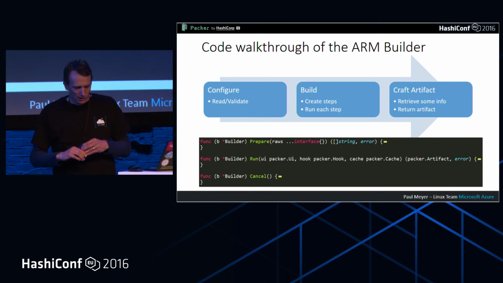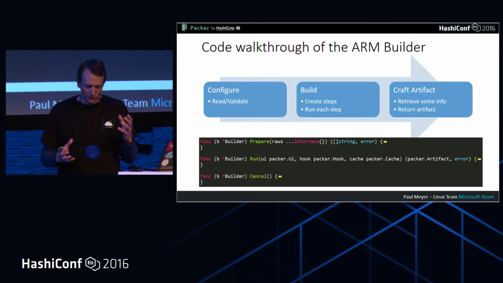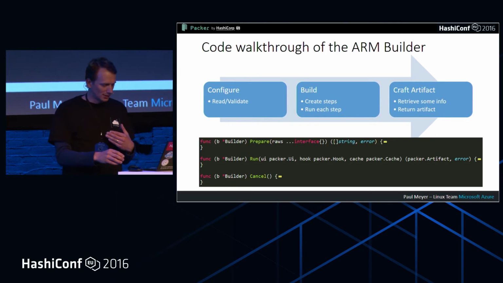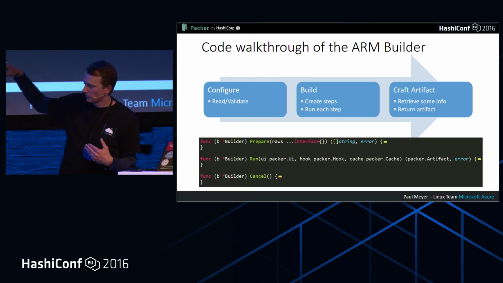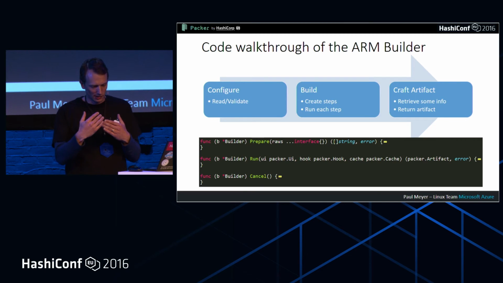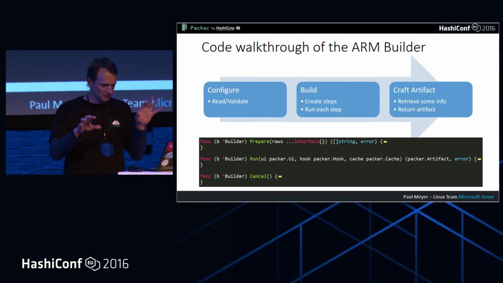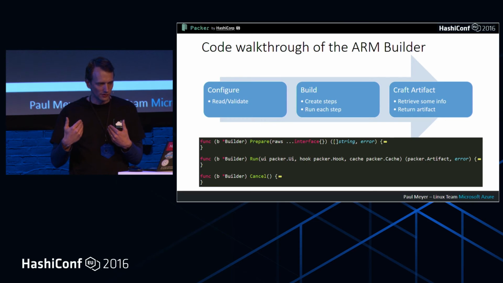So the general outline of a builder is basically there's a prepare method. So at the bottom here, you see basically the methods that are in the interface. So there's a prepare method, which basically gets in all of the configuration values as raw interfaces. And so there are some convenience methods to parse that into some structure that you already have, which describes your configuration. And this is all very standard stuff, and if you look in all the builders in the Packer repository, you will see very similar patterns. So I'm not going to show exactly that.